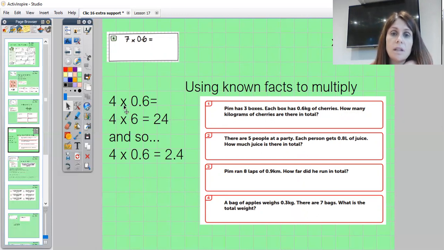So if I had to do 4 times 0.6, what I'd actually do in my head is I would do 4 times 6, and using my times tables knowledge, I know it's 24. Now what I've done is I've made 0.6 10 times bigger to get this answer. So when I go back to that original question, it was 0.6, 10 times smaller. I've got to make my answer 10 times smaller. Okay, so that's the key to that one. So there are some worded problems for you to have a go at on that one.